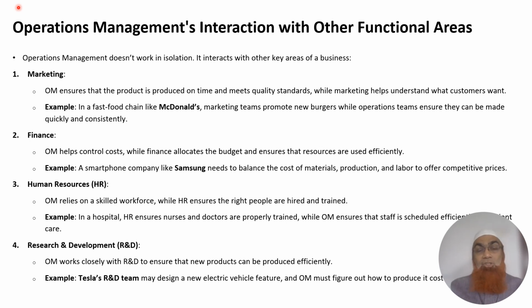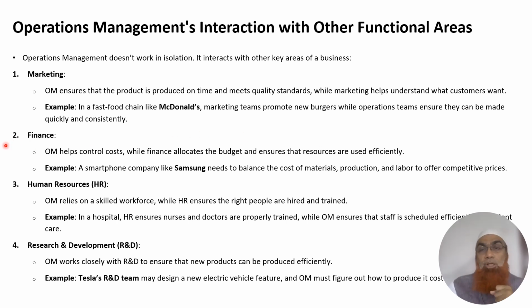Because marketing is the department which is going to get the need from the market, communicate to the customer, and make sure that based on the demand, they are the people who are going to create a demand in the market. Okay, so in marketing, operations management ensures that product is produced on time that meets quality standards, while marketing helps understand what customer wants. So product is produced in a timely way that meets the quality, and it has to be as per the requirement from the customers. For example, a fast food chain like McDonald's: marketing team promotes new burgers while operation team ensures that they can make quality burgers consistently.